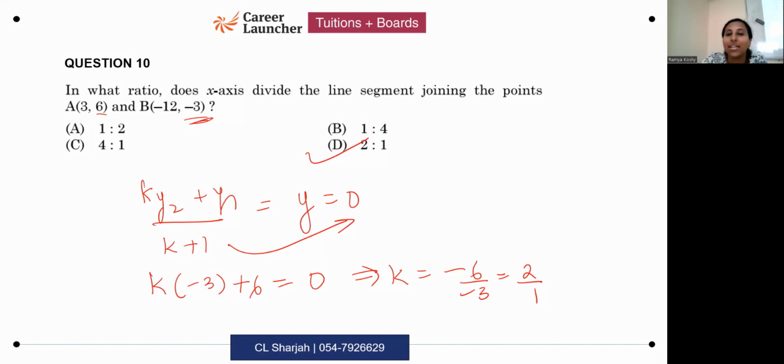This is the shortest which I can advise you, which is to quickly have in your mind the coordinate which is given. Because it's a 1 mark question, you don't have to write too many steps. So you know that the y coordinate is known. Y coordinate is 0, right? Y coordinate is 0, which means that (k y2 plus y1) by (k plus 1) is 0. And then solve for k.